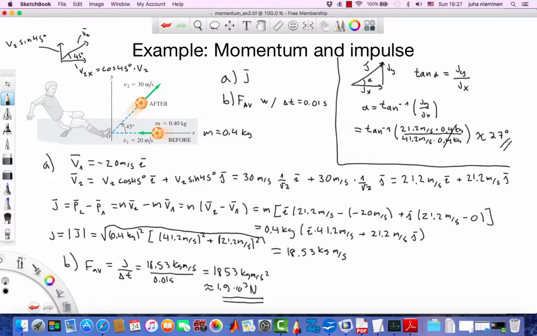Notice that the force was in a different direction than the velocity. And this is because it is the change of velocity that matters. In x direction we have a change of total 41.2 meters per second, and in the y direction only about half of that. Hence the angle of the force is well below the 45.